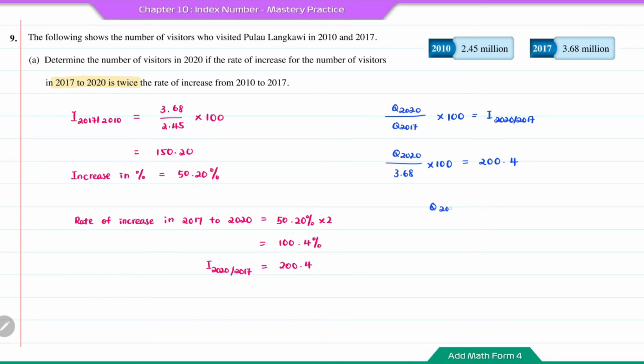Therefore, the number of visitors in the year 2020 will equal 200.4 times 3.68 divided by 100. The answer will equal 7.37 million.